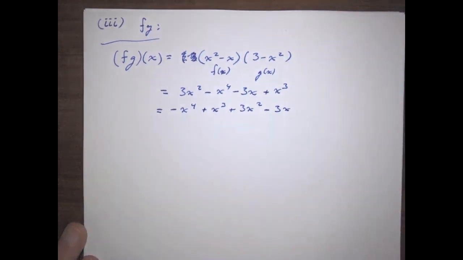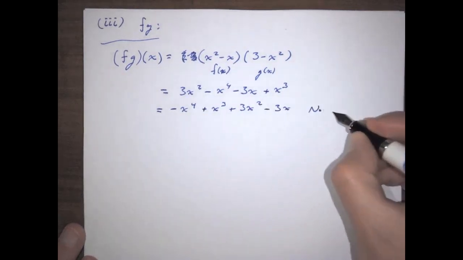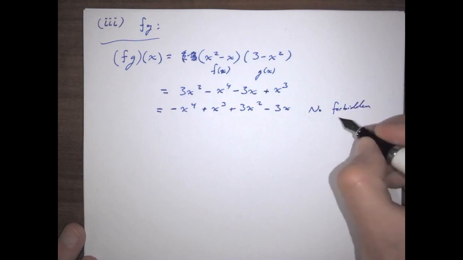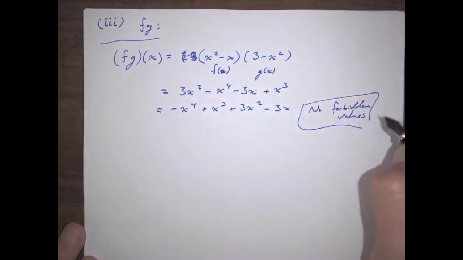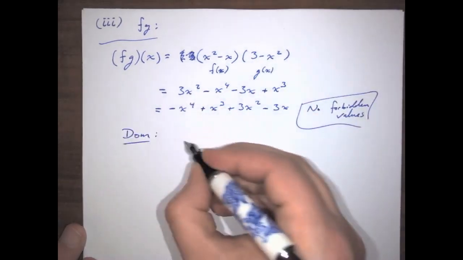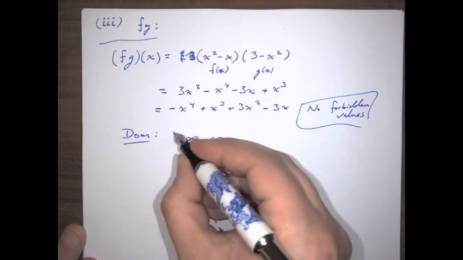And here, once again, no forbidden values. So what that means is that the domain is going to be, again, everything. Negative infinity to infinity.